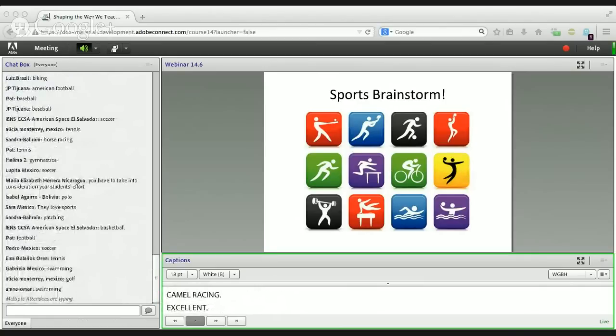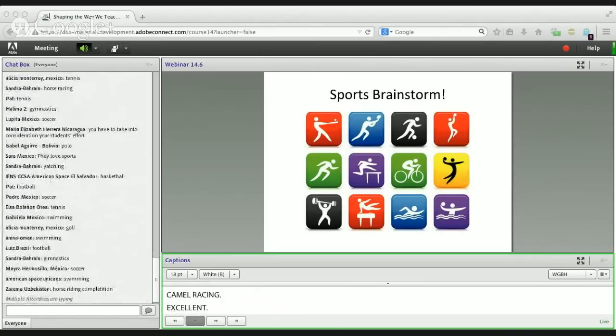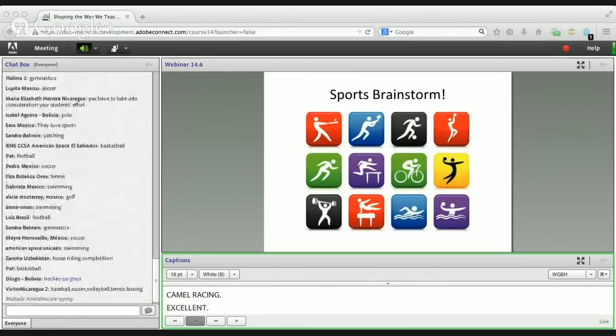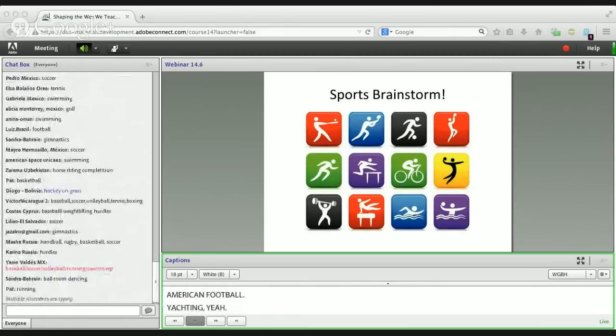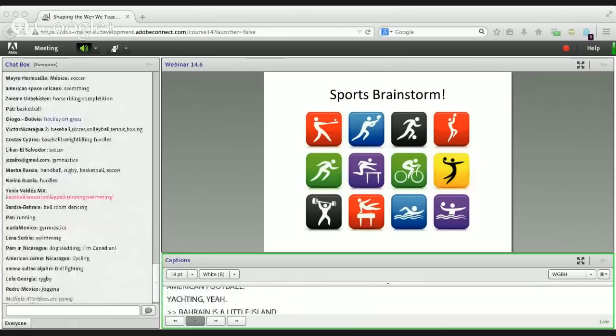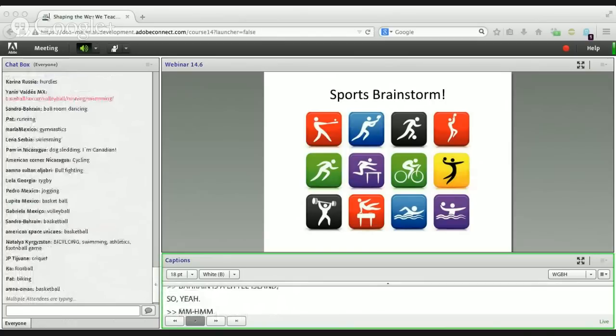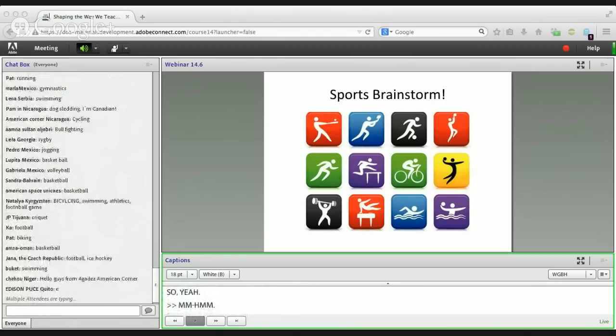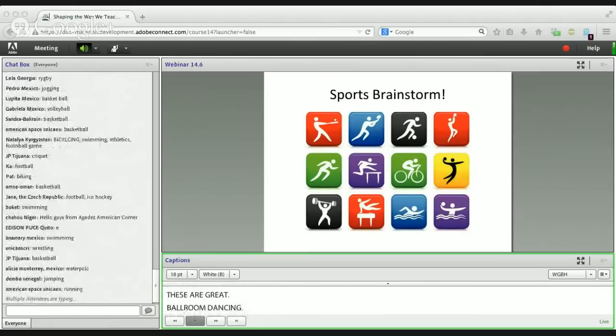Bahrain is a little island. These are great. Ballroom dancing. I thought about that. Ballroom dancing. Dog sledding. That's great. Cricket? I like cricket. Yes.